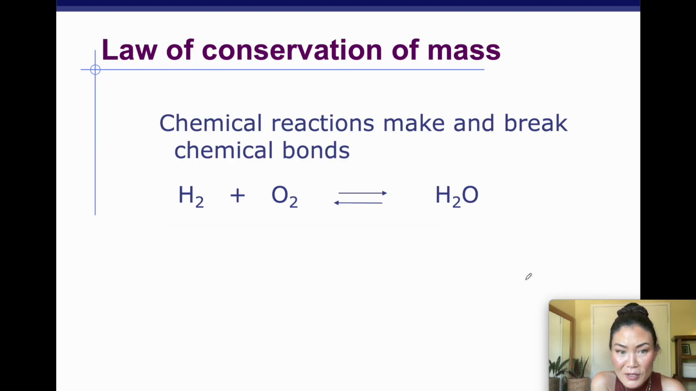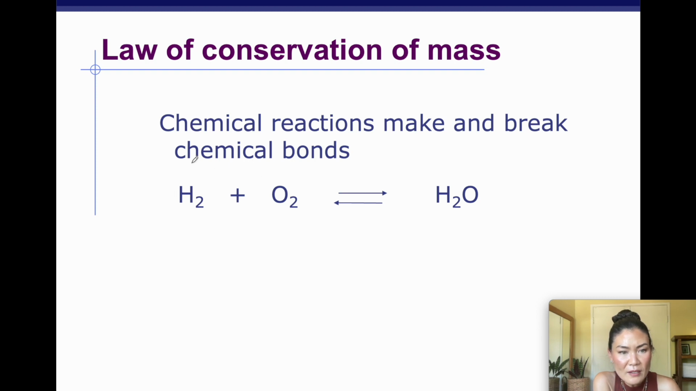Okay, the last part of chapter 2 is the law of conservation of mass. Basically, this states that mass cannot be made spontaneously. Mass cannot be broken and lost. Chemical reactions make and break chemical bonds, and you have to have an equal number of atoms, or mass, in the reactants and in the products.